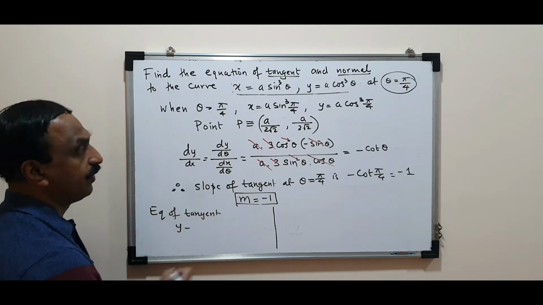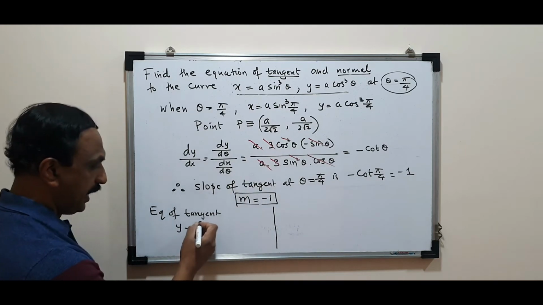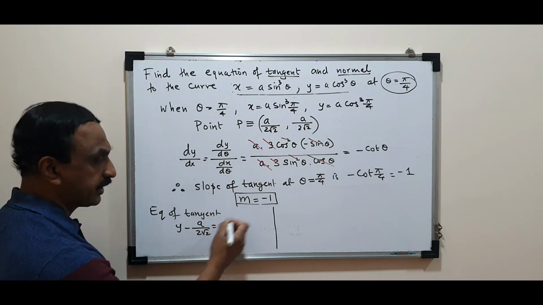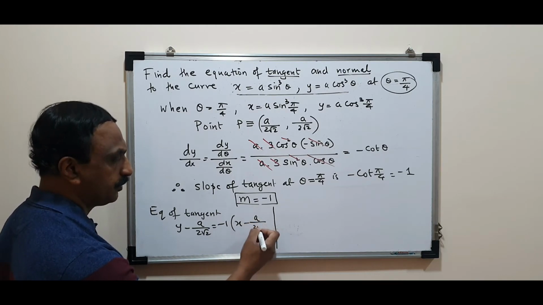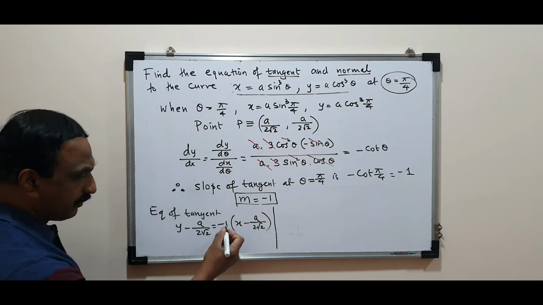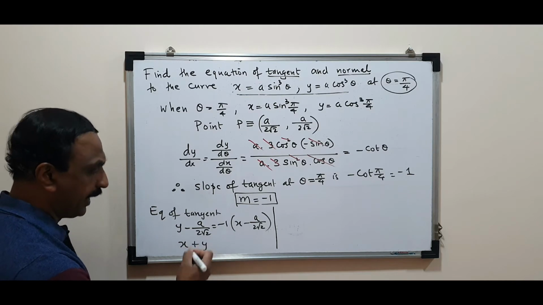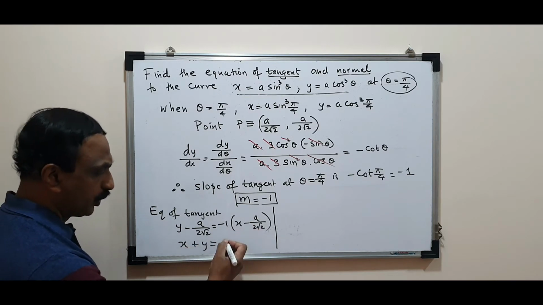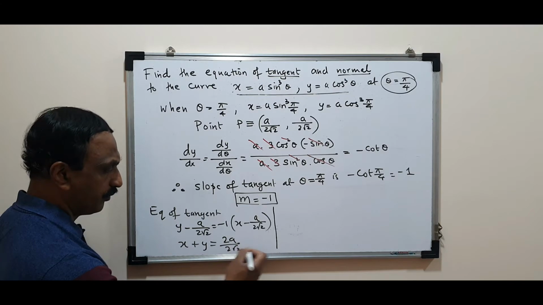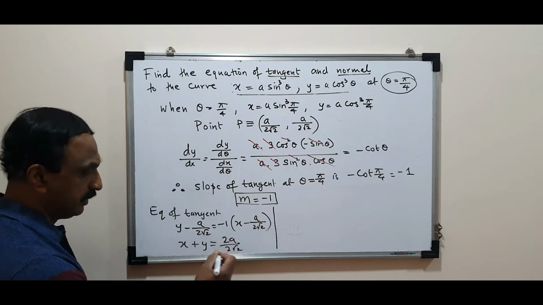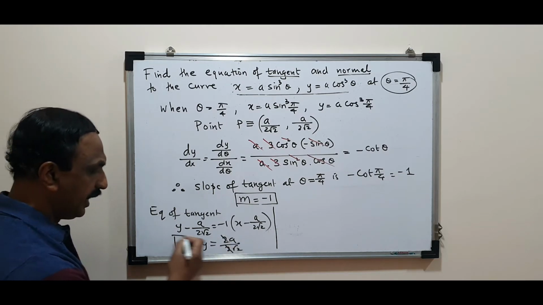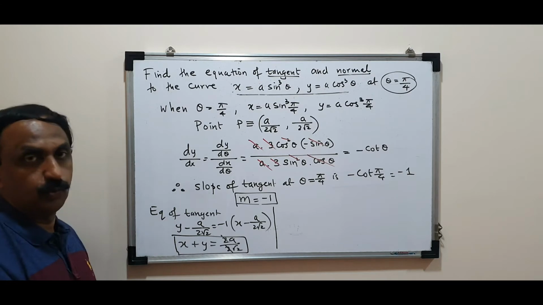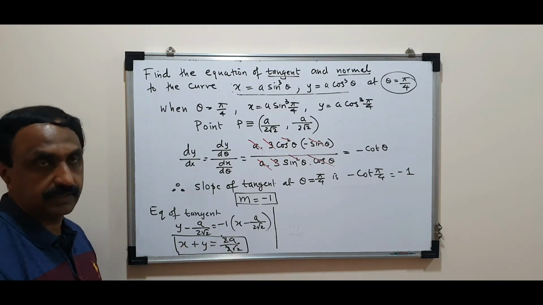Equation of tangent: y minus y1, y1 is what? a upon 2 root 2, is equal to m, minus 1, into x minus a upon 2 root 2. So I can write, when you open the bracket, x plus y equal to 2a by 2 root 2. These both will get added, this is a plus, this also will get plus, 2 will get cancelled. So x plus y equal to a upon root 2, or a root 2 by 2 you can write, or you can cross multiply, etc.